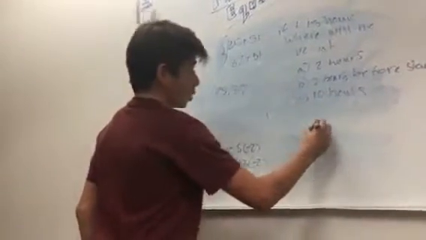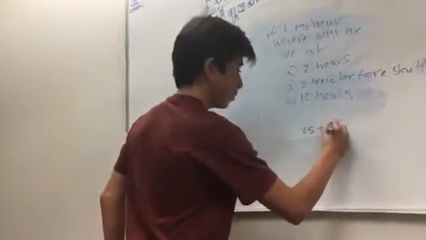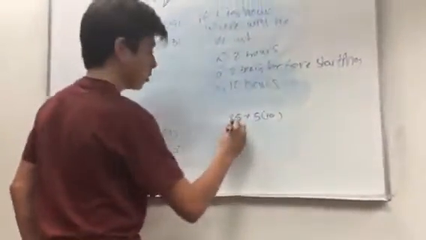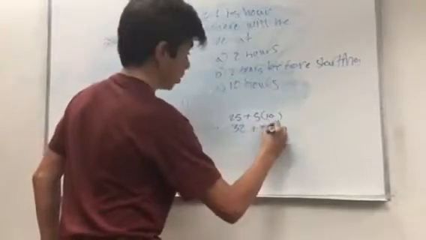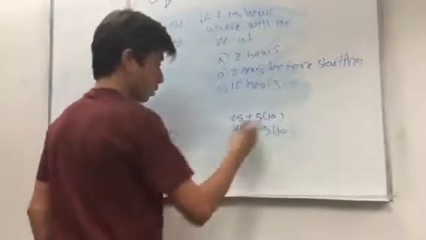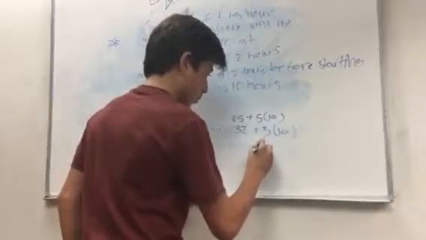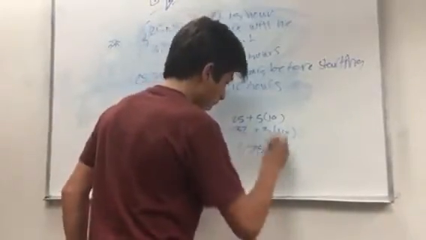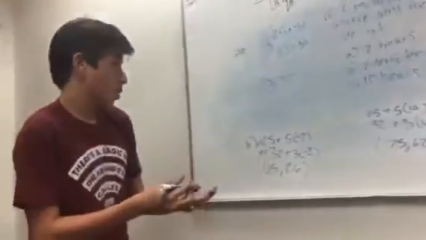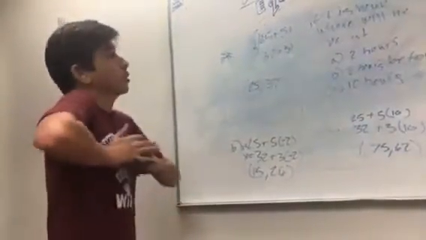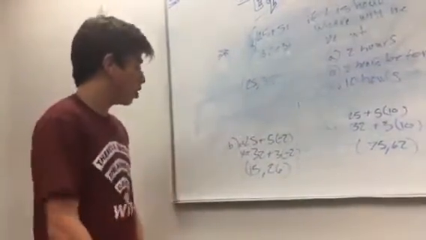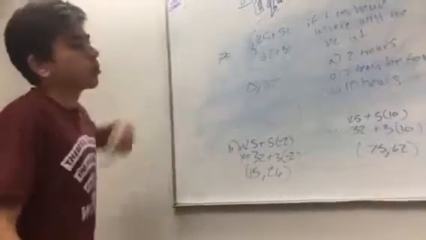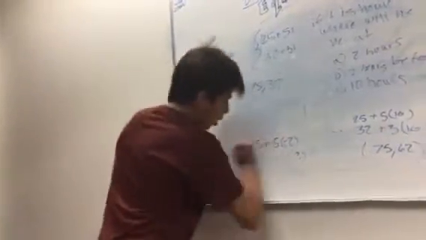For C, you're just going to do 5 times 10 plus 10. And that's where the bug will be in 10 hours. And this is basically all you need to know for parametric equations. Now, it will get harder in the future, but for now, this is basically what you're going to be seeing on a test.